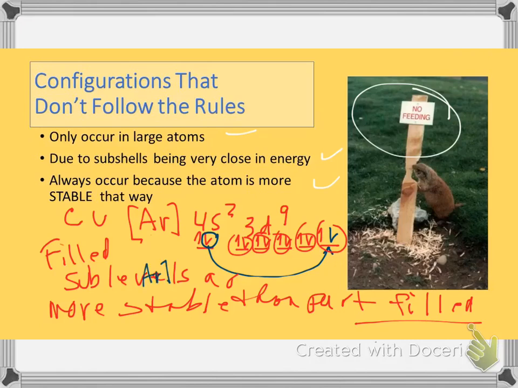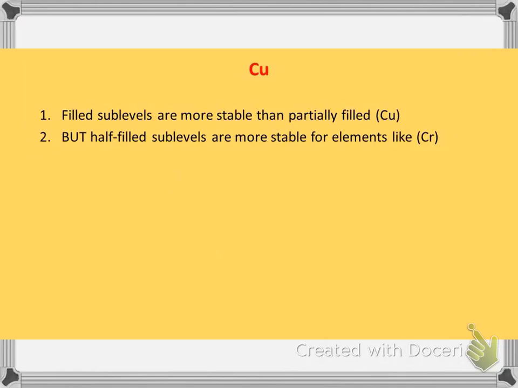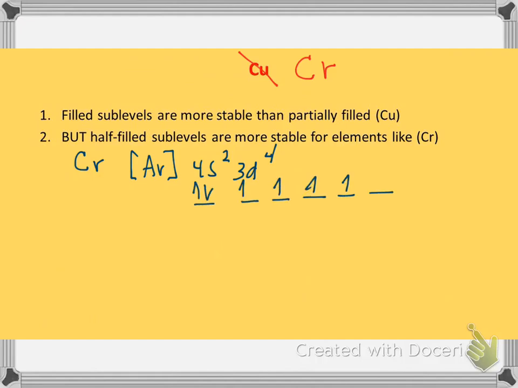Let's take a look at, not copper, we're going to do chromium. Alright, so chromium is the same as argon with 4s2, 3d4. And if I look at the orbital notation, I have a full 4s2 with a pair, and then I have 4 out of the 5 d orbitals with 1 electron each. So one of those 4s electrons gets promoted into a d.